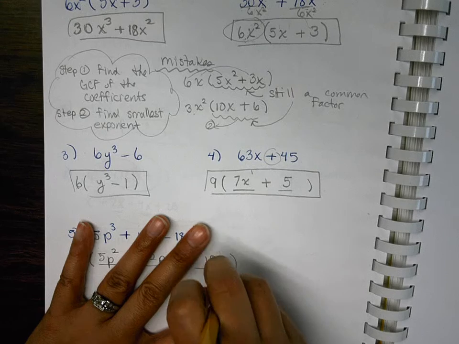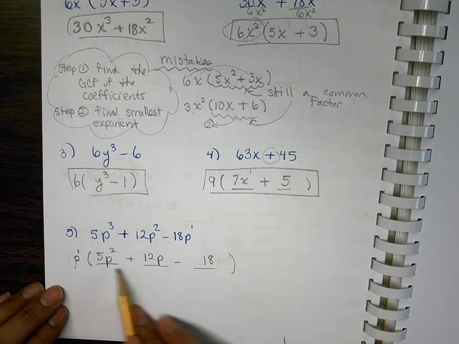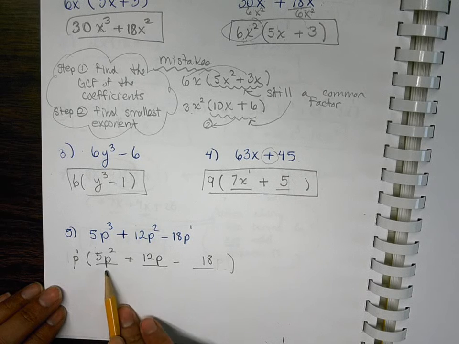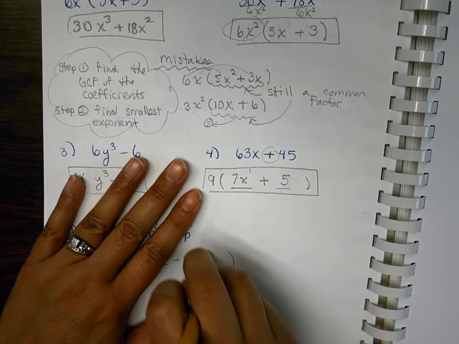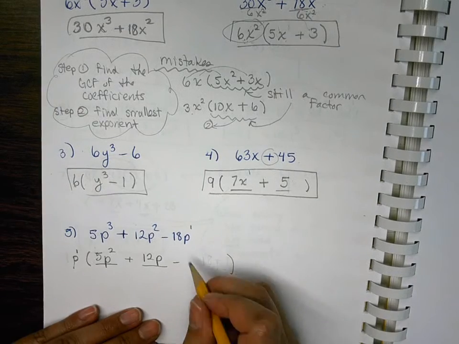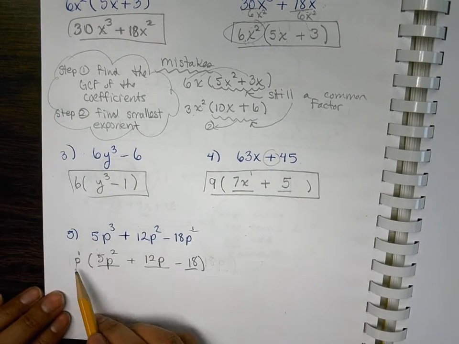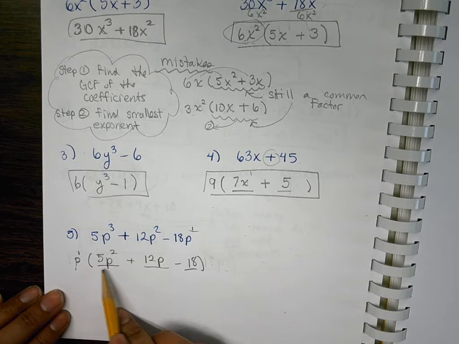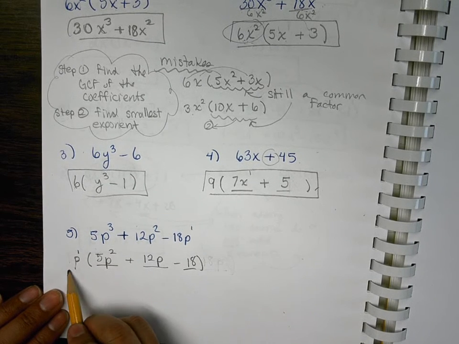All right, 3 terms. Let's distribute and check GCF. Is there a GCF between 5p squared, 12p, and 18? No, there is not. Okay, now I'm going to have you quickly distribute and see if it works, and we'll move on. P times 5p squared, P times 12p, and P times negative 18. Did it work? Okay.